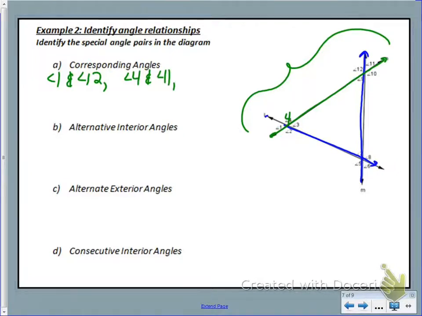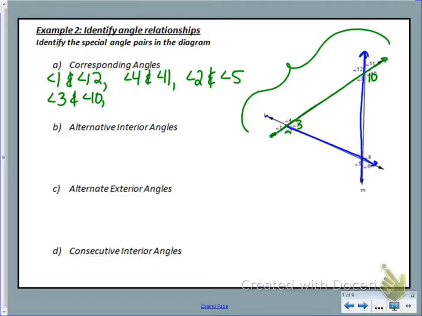Now I'm going to focus below that green line, the green transversal. So angle 2 is going to match up with angle 5. So angle 2 and angle 5 match up together to be corresponding angles. And then the last angle pair that would be corresponding angles along the green transversal would be this angle 3 and this angle 10. They're both on the same side of the transversal, in this case below. One is on the interior, that's angle 3, and one is on the exterior, angle 10.